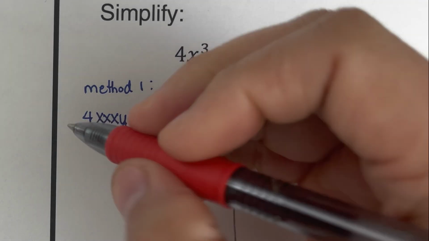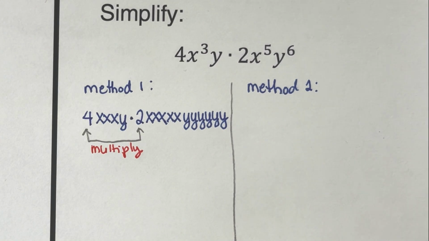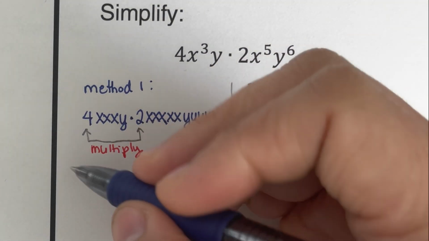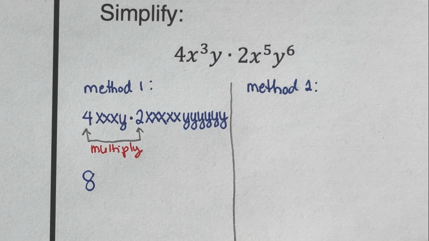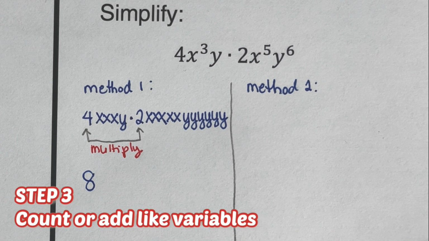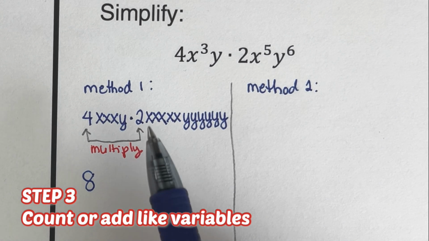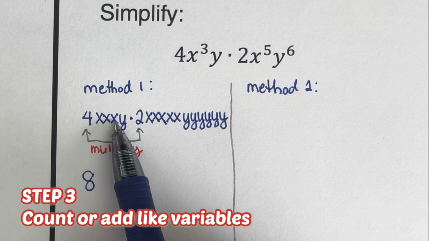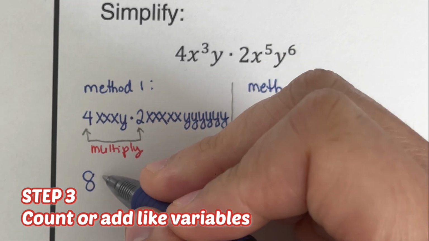Again, we are supposed to multiply these two. So 4 times 2 gives 8. I'm just going to write 8 there. And so we're now ready to move on to the third step. The third step is to count or add like variables. So we're going to count all the x's. 1, 2, 3, 4, 5, 6, 7, 8. So there are 8 x's.